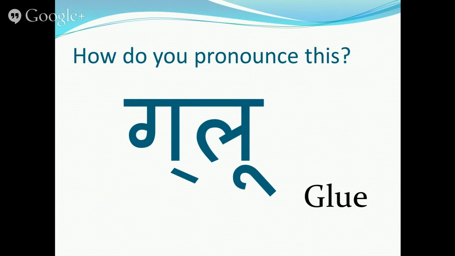This little mark is the only way in Hindi that we know of right now by which we can represent two consonants back to back with no vowel in between, just like we have here in the word glue, GL. There is no A, E, I, or U in between those. So we pronounce it back to back.